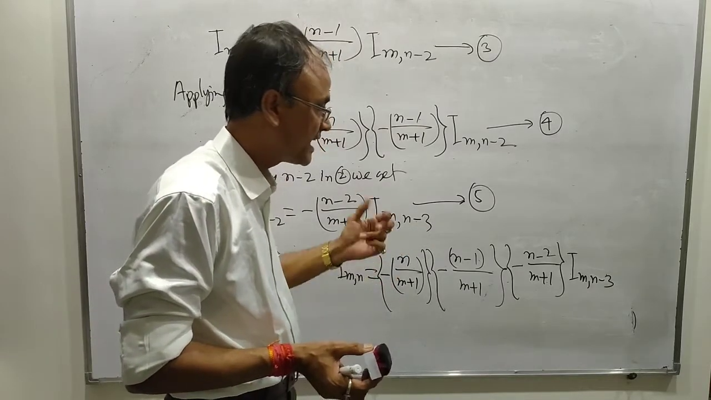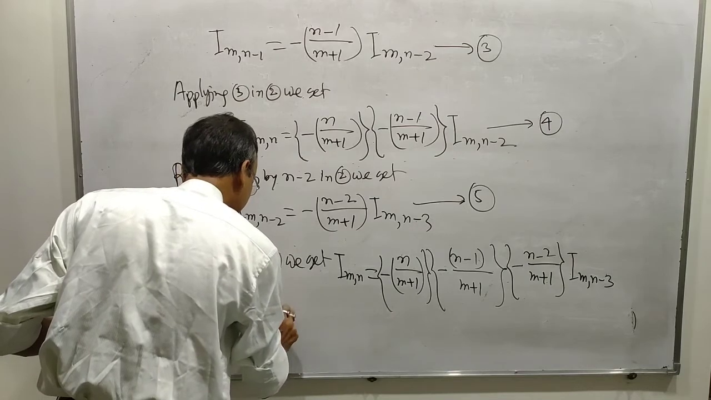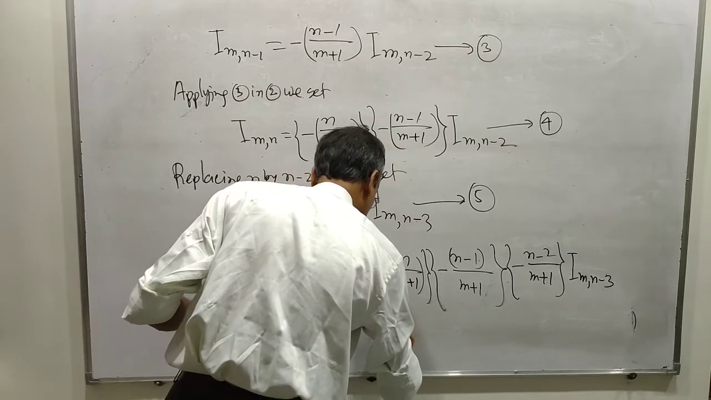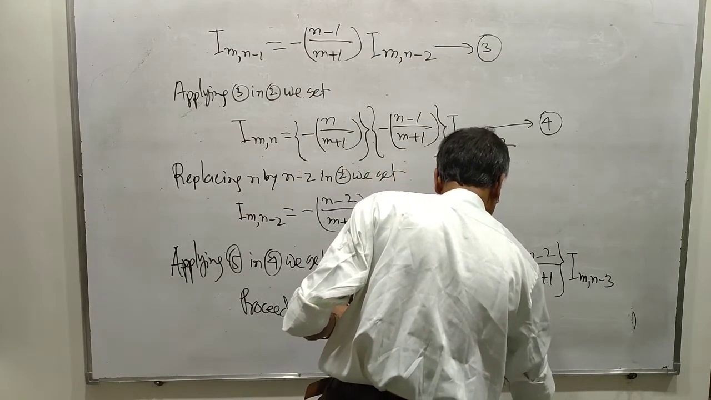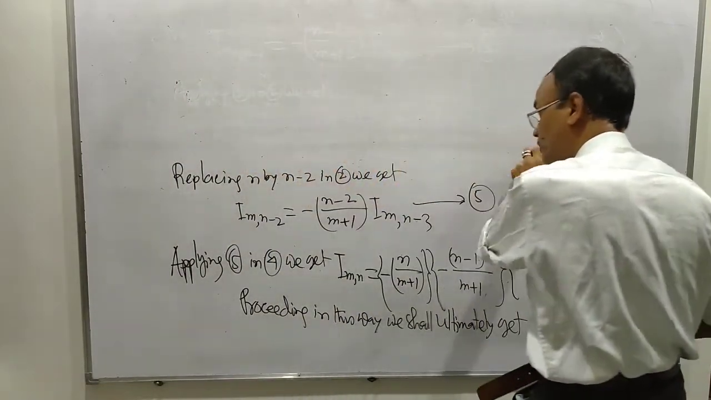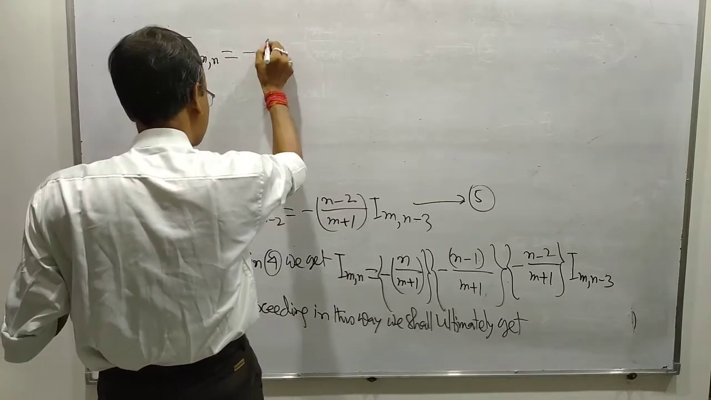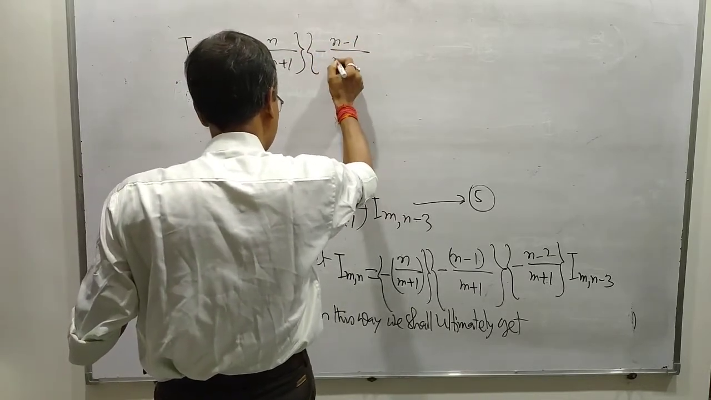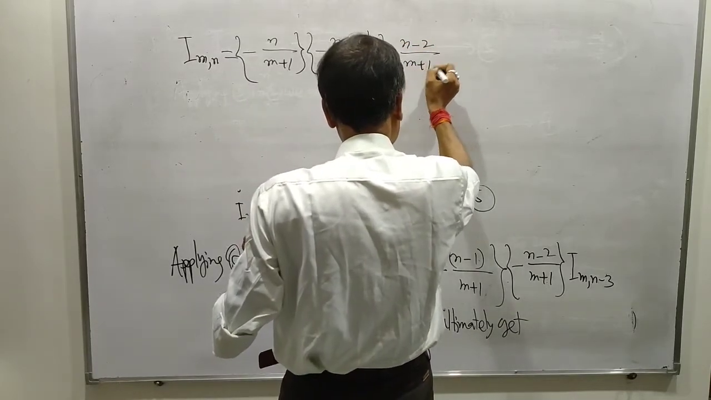Proceeding in this way, we shall ultimately get I_{m,n} equal to minus n/(m+1), minus (n-1)/(m+1), minus (n-2)/(m+1), and so on.